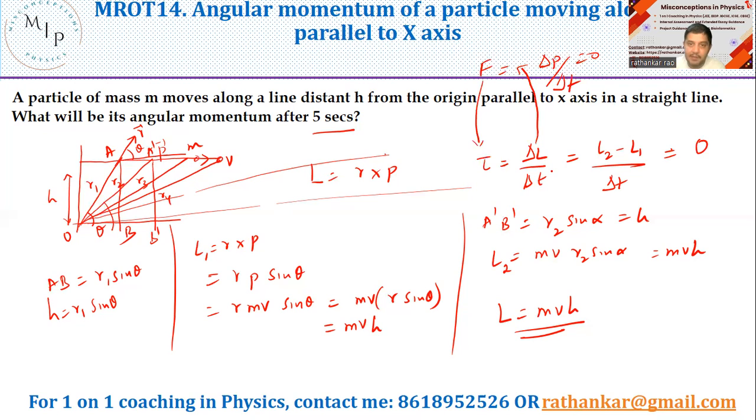So far we have learned that whenever a particle is moving in a straight line, then with respect to the origin, the angular momentum is seen to be a constant and the net torque is equal to 0, which means there is no rotation being observed. I hope you understood this problem.